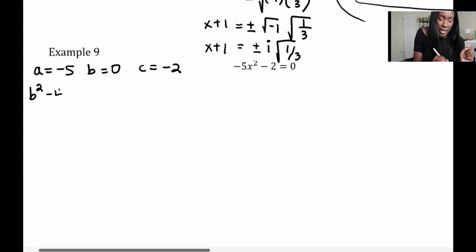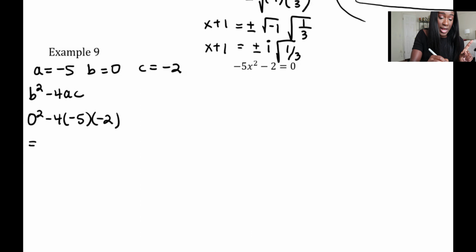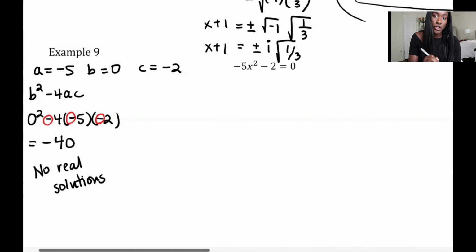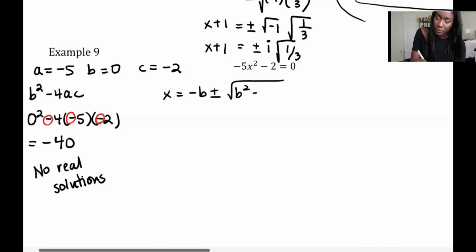Let's calculate b squared minus 4ac. 0 squared minus 4 times negative 5 times negative 2. This is going to be negative. Go ahead and point that out. Negative, negative, negative. 3 negatives, an odd number of negatives, makes a negative. In fact, it makes a negative 40. Okay, so there we have the discriminant negative 40. Because it is negative, we know that we have no real solutions. Negative discriminant means no real solutions. I will remind us what the quadratic formula is here. And we'll just start plugging things in.